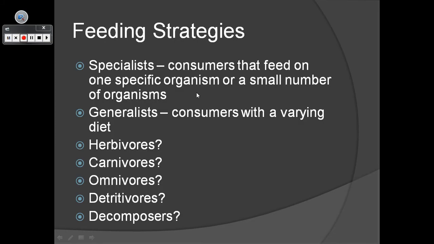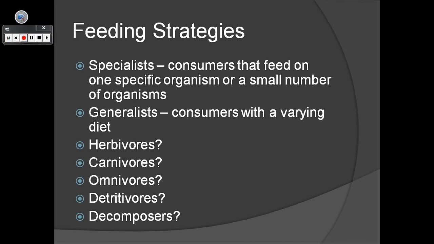So we're talking about how this energy is being passed on from trophic level to trophic level. There are specific feeding strategies that organisms use in order to survive. Some of these you've probably heard before, but I know that we haven't talked about two in my class, which are specialists and generalists. Specialists would be consumers that feed on one specific organism or small number of organisms.